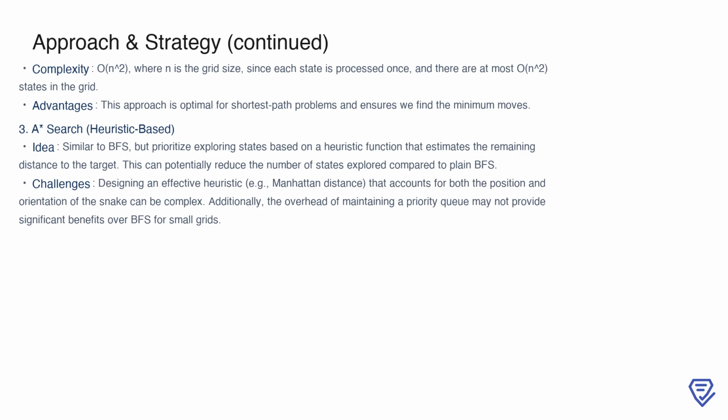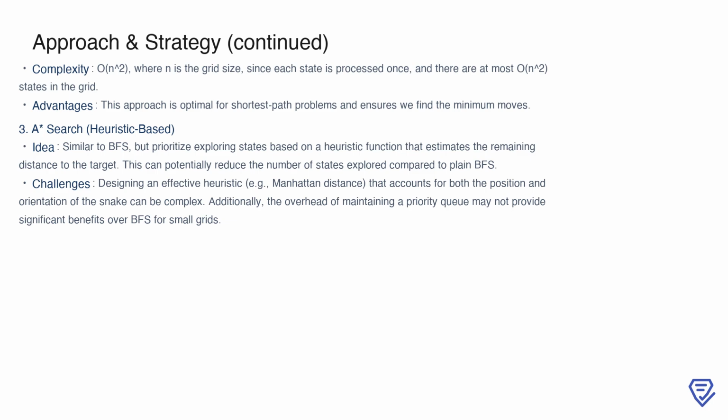Additionally, it is relatively simple to implement and does not require complex heuristics. Another approach we considered was A* search, which builds upon BFS by using a heuristic function to prioritize states that appear closer to the target. While this can reduce the number of states explored, the effectiveness of A* heavily depends on the quality of the heuristic. For example, a Manhattan distance heuristic might provide a rough estimate of the remaining distance, but it doesn't fully account for the snake's orientation or the need for rotations.